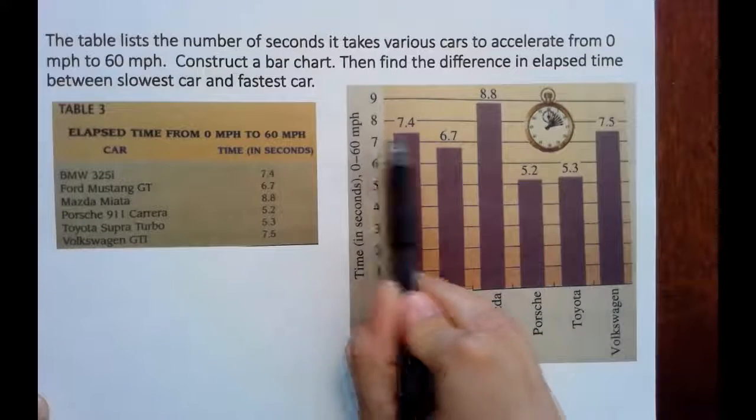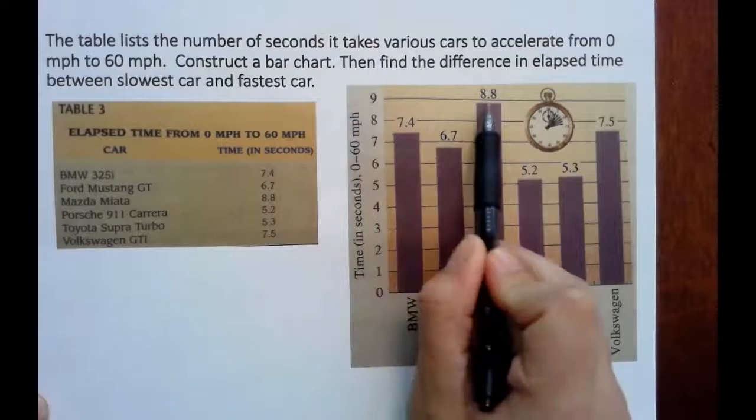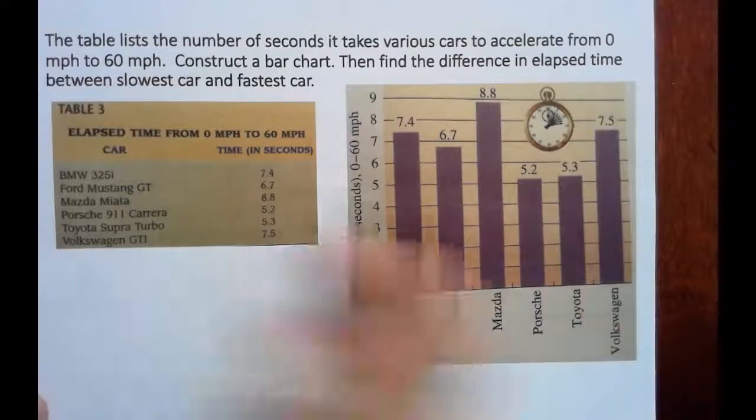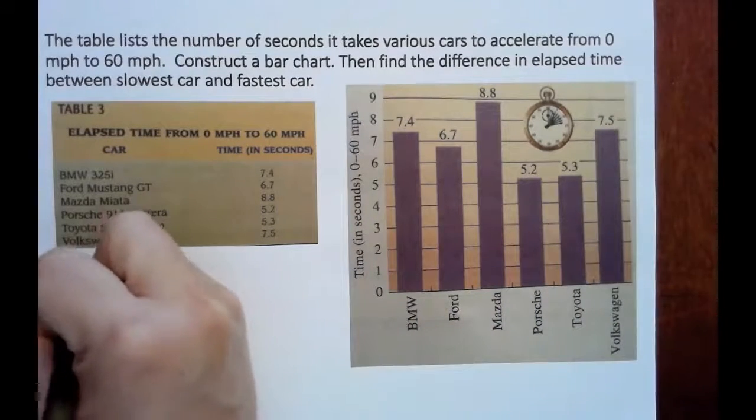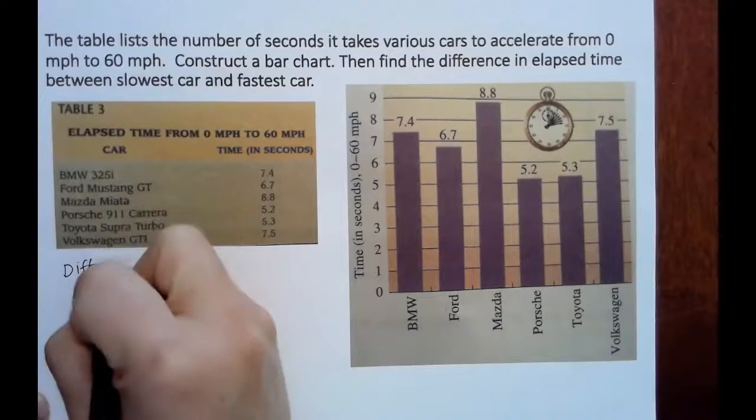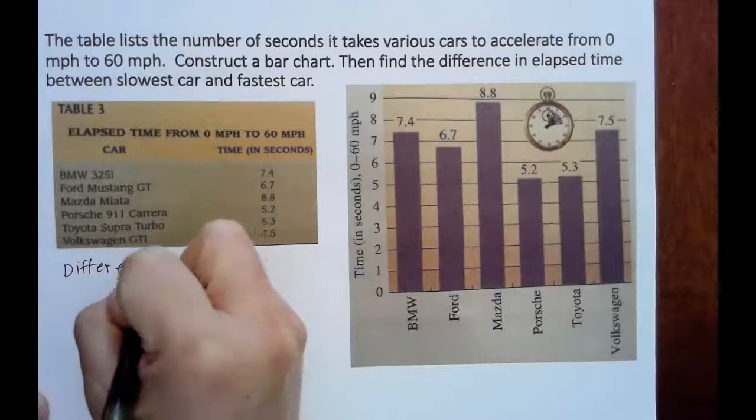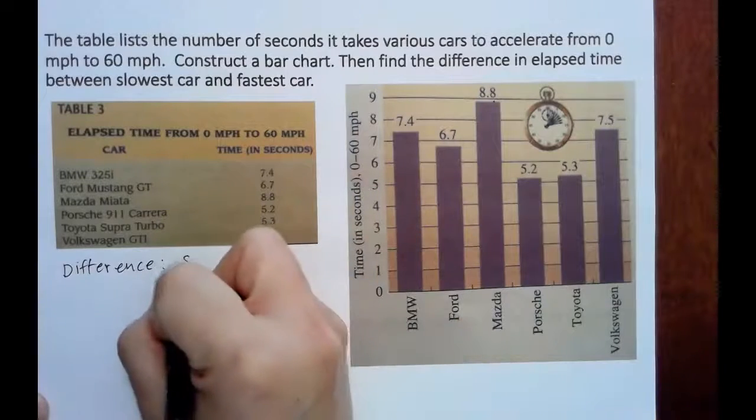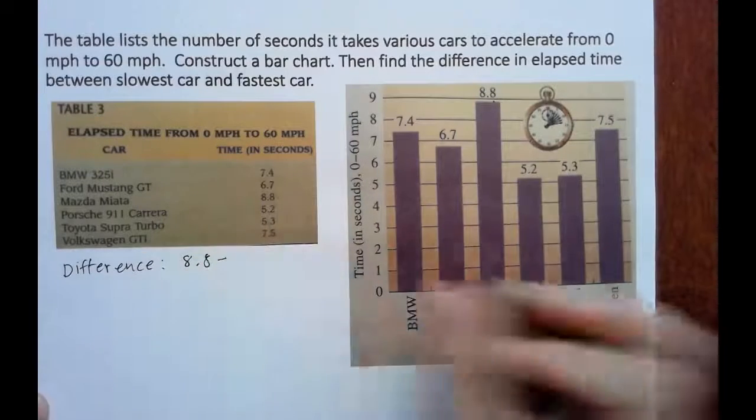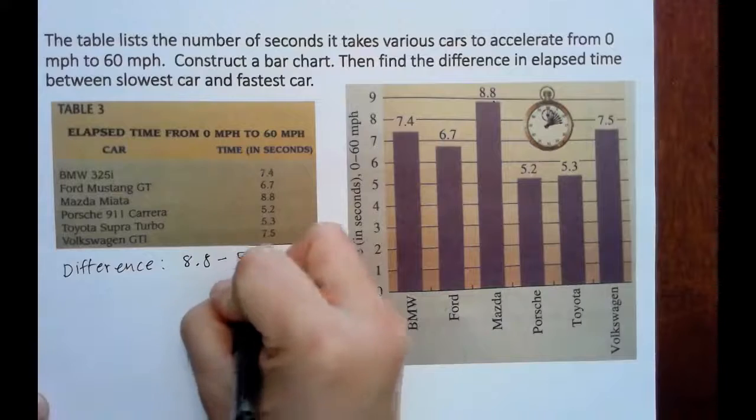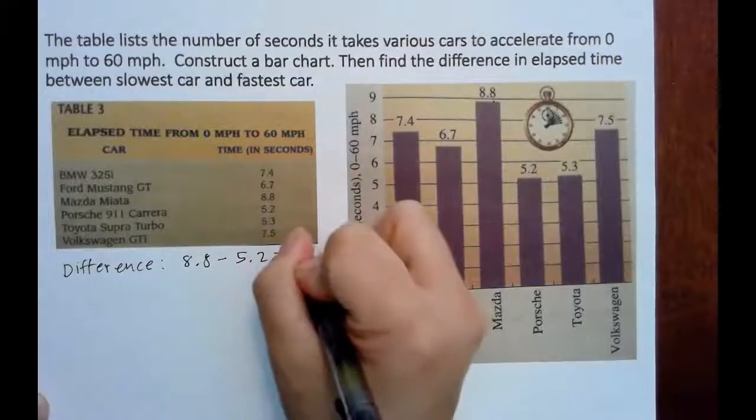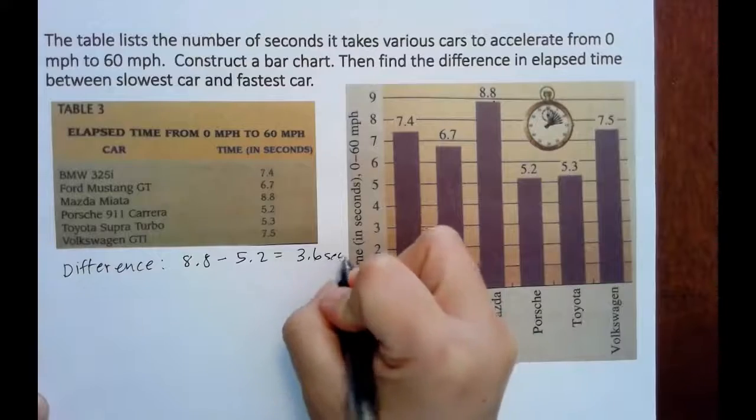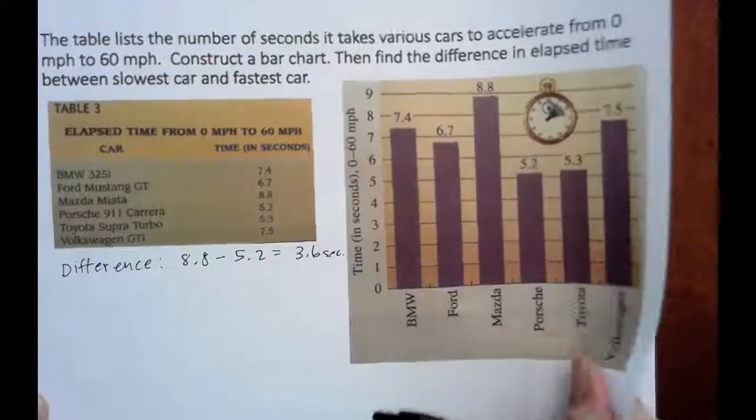So notice that they're all the correct height, right? Okay, so we need to find the difference in elapsed time between slowest and fastest. So looking at the chart, you can see which one's which. So that's Mazda, so 8.8 minus, and then the other is here at 5.2. So then the difference is going to be 3.6 seconds. Okay, so that's the difference.